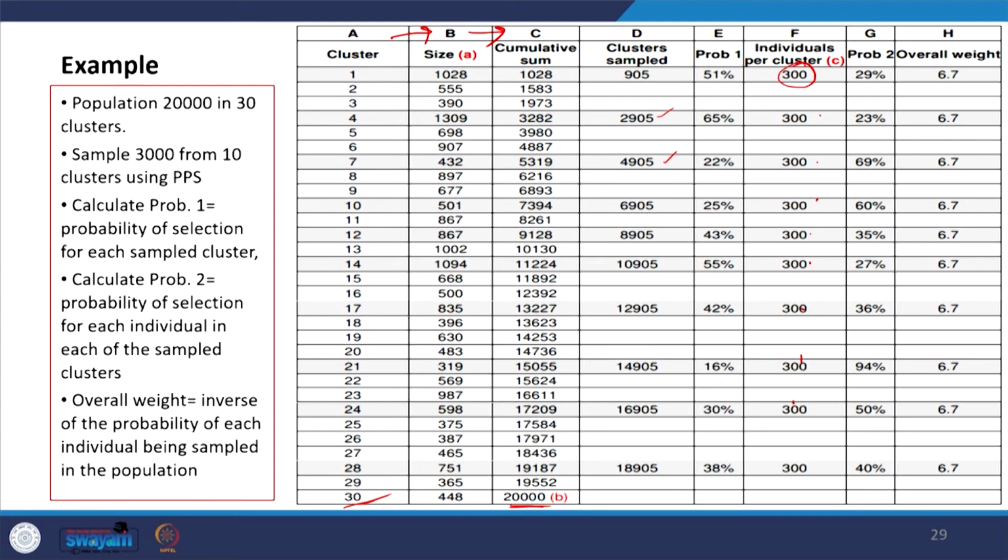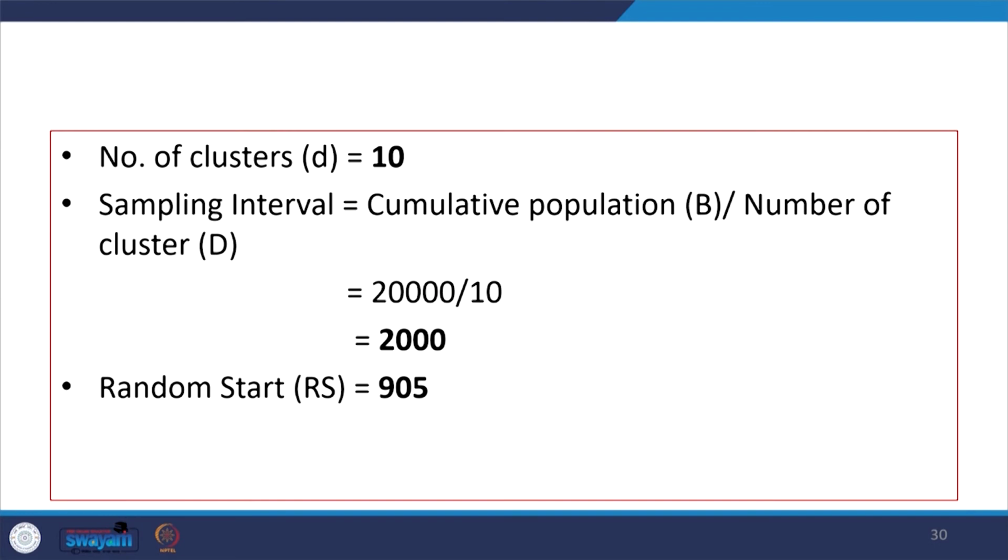Now, basically what is the overall weight? This is basically the inverse of P1 into P2. So, the inverse of the probability of each individual being sampled is basically from P1 and P2. So, this is your 29%, 51%, this boils down to 6.7%, and accordingly every time it seems you have the same overall weight. Okay.